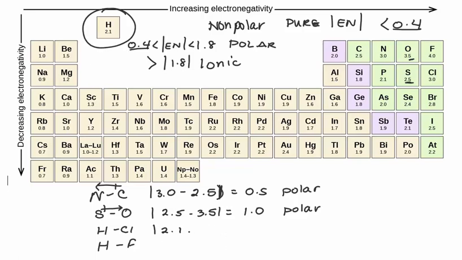For HCl, or hydrochloric acid, we have 2.1 for hydrogen. Here's hydrogen. And we have 3.0 for chlorine. So the absolute value of that difference is 0.9. That is also a polar covalent bond. And we point from hydrogen, which is electropositive, to the chlorine. Then we have hydrogen and fluorine. Hydrogen again is 2.1, fluorine is 4.0. So that puts us at 1.9, which is just over the threshold, so that is an ionic bond. We don't have a dipole moment for an ionic bond because we have a discrete exchanging of electrons. Hydrogen simply gives up its electron to fluorine.